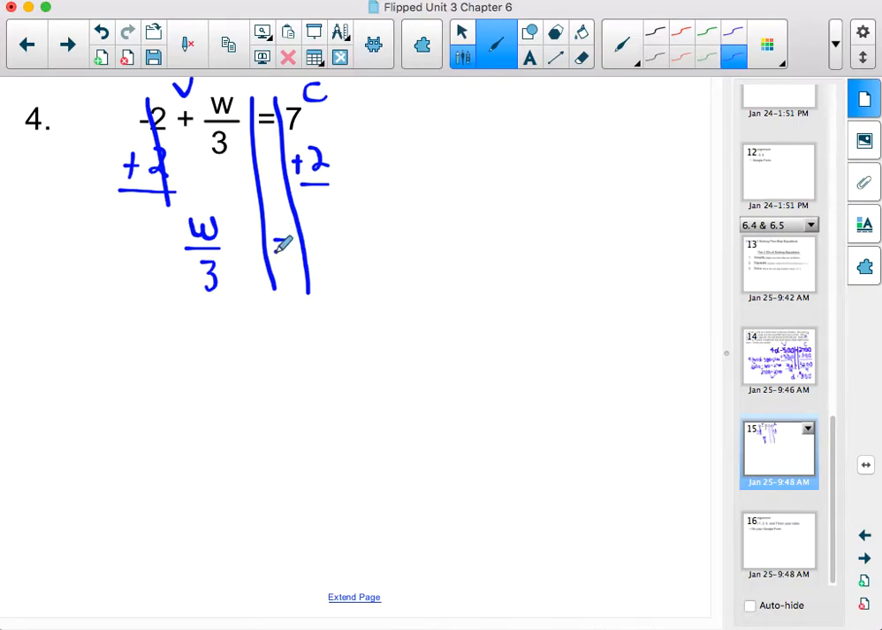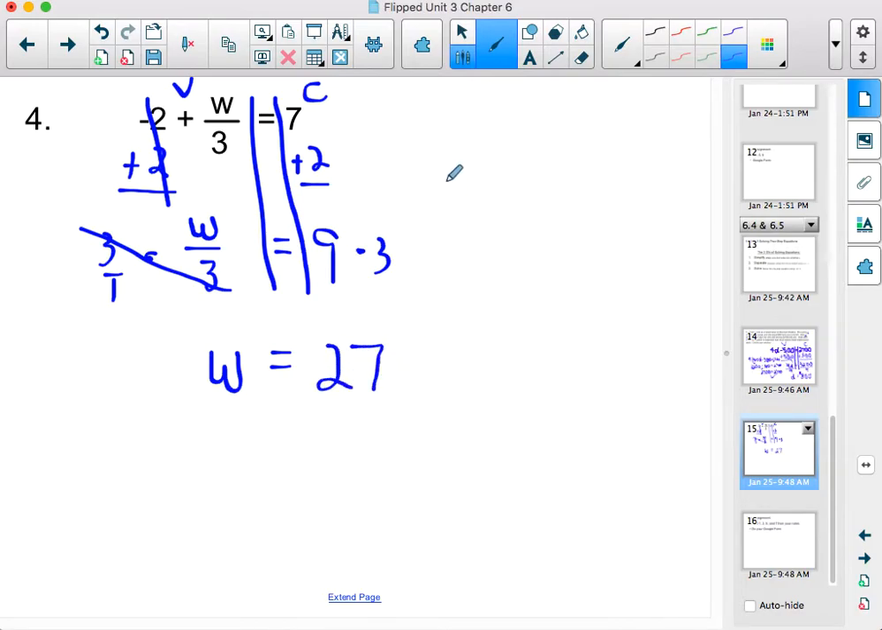Bring down your equal sign. 7 plus 2 is 9. Now we have a baby equation here, a little equation where we can solve in our final step. To solve, we're going to have to multiply both sides by 3 because that says W divided by 3. So the way to get rid of that divide by 3 is to multiply by 3. We're left with W equals 27.